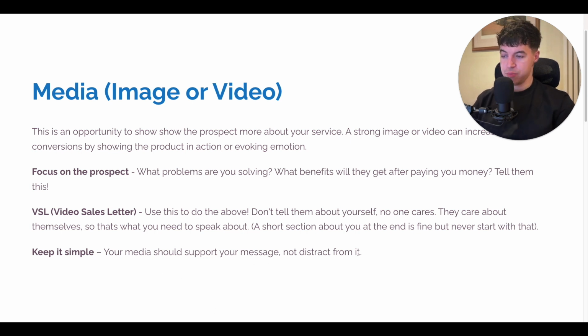And then again, this comes up a lot, but we're keeping it simple. So the media should support your message and not distract from it. Okay, so everything is one cohesive thing. This whole landing page needs to be very structured. It needs to be structured well. It needs to be cohesive, and it needs to focus on one singular thing. We can't start talking about all sorts of different stuff. Everything must support each other. So that's very important.